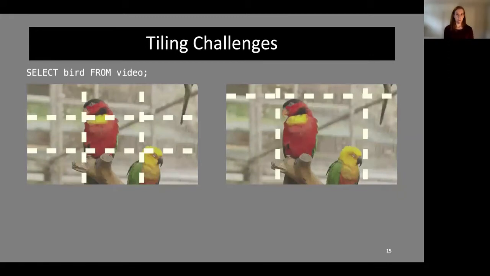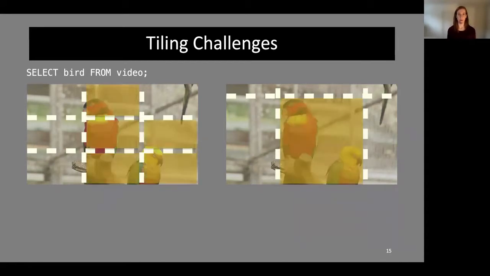We observe that some tile layouts are better than others, and this depends partially on the queries that users execute. The cost of executing a query over a video encoded with tiles depends on how many pixels are processed, as well as how many tiles are processed, because there's an overhead for each tile we process. For example, for this query to retrieve the birds from the video, the layout on the right is better because we process fewer pixels and fewer tiles.